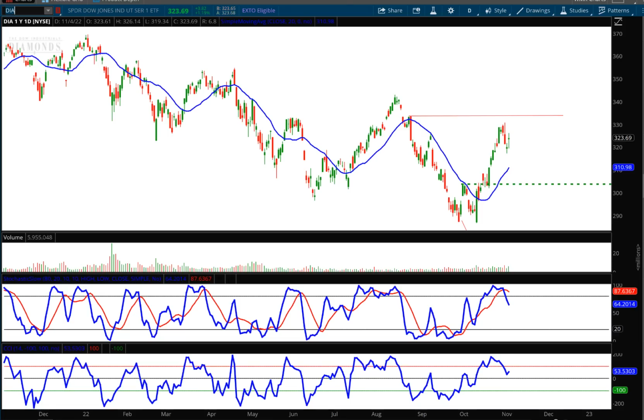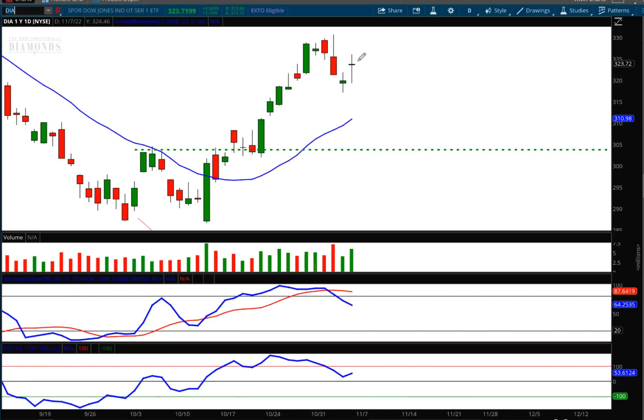Now let's take a look at the diamonds. That's ticker symbol DIA. Same scenario. I think we're going to go up just slightly Monday and Tuesday, and then I think we're going to take out those lows. This green dotted line down here is my longer term target for the diamonds. So I'm keeping that in place because that is a role reversal support level.